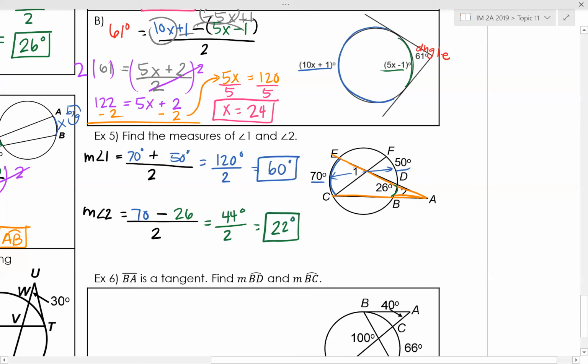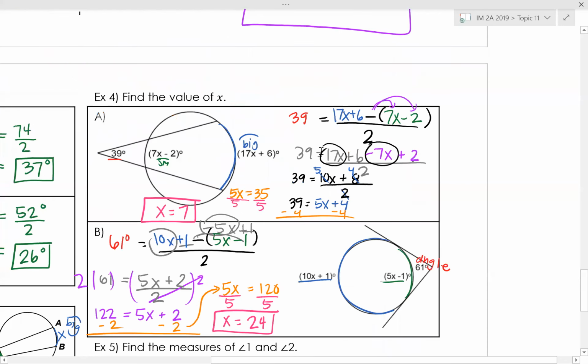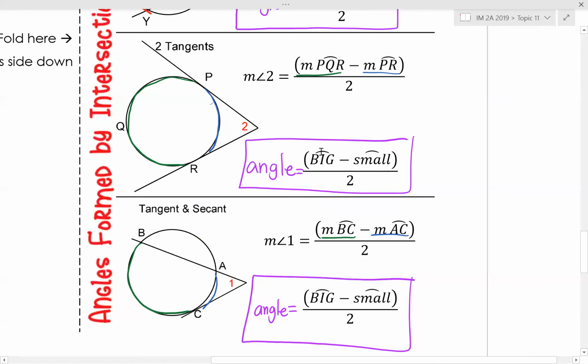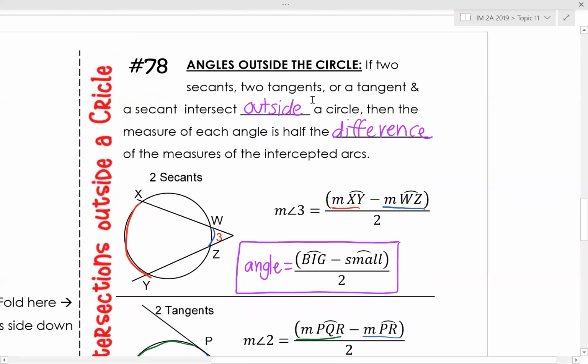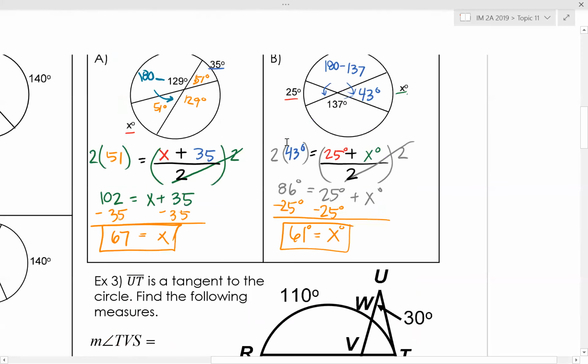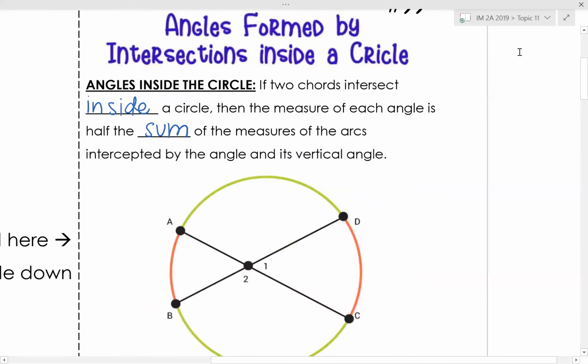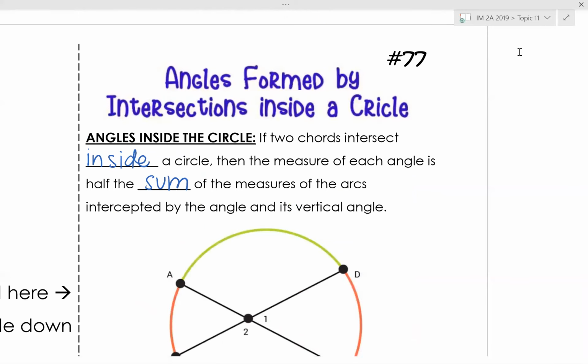So those are the two concepts for angles when I have segments intersecting outside or inside a circle. So again, if it's outside, we're doing half the difference of the arcs, and if it's intersecting inside, we're doing half the sum of the arcs, but structurally they're very similar problems.